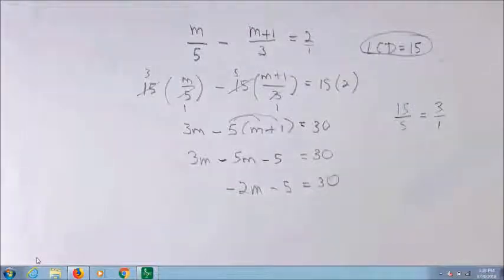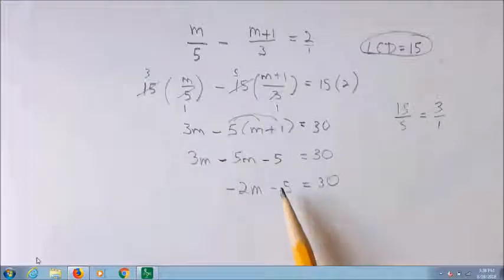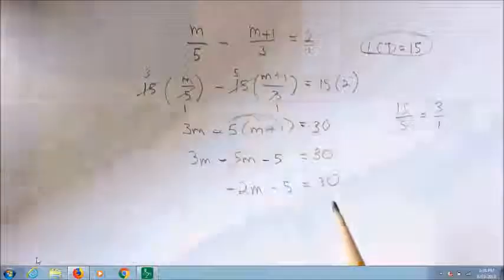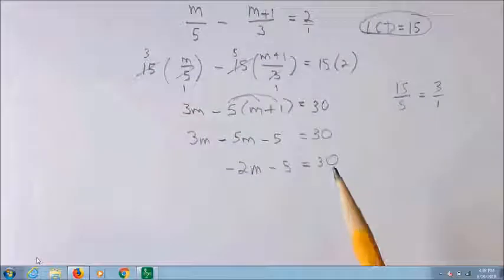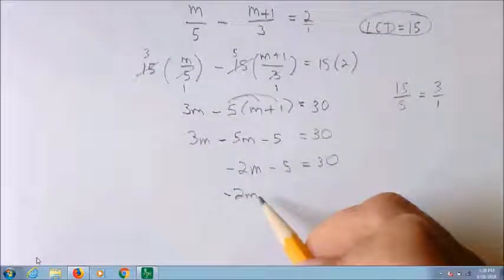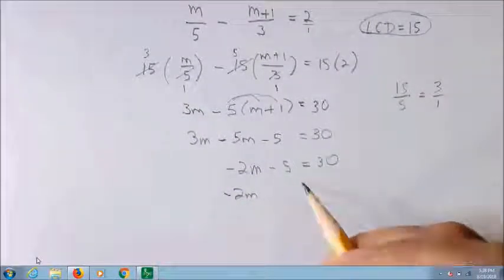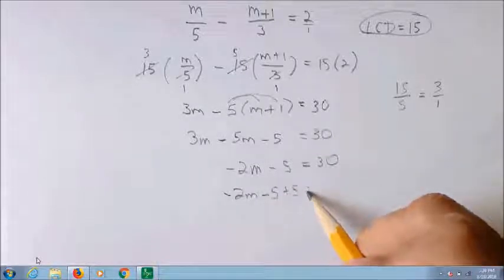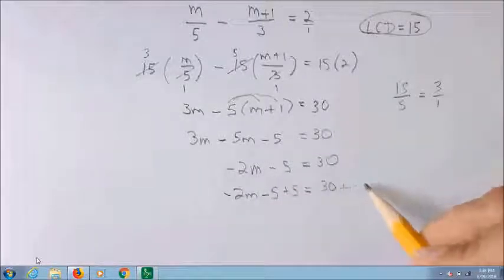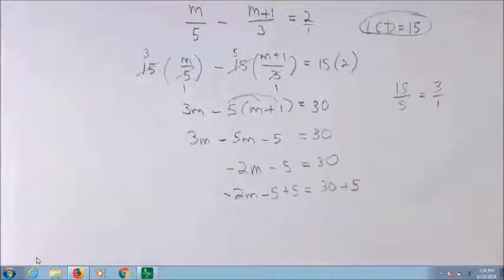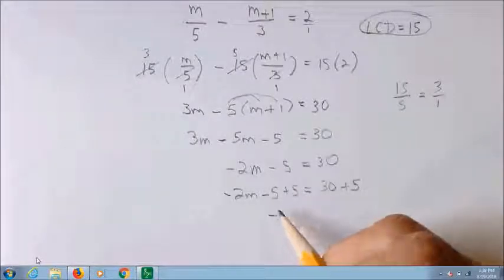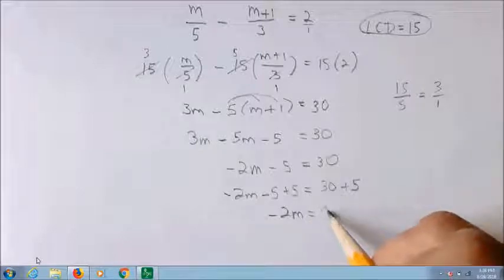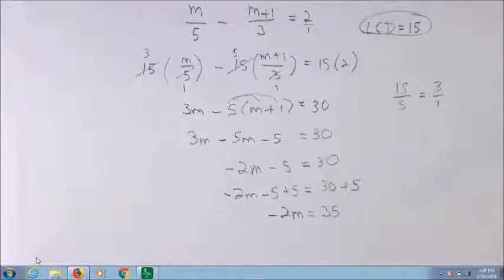And then we're going to get rid of the negative 5. So you can think of it as moving negative 5 to the other side, and it becomes positive if you're comfortable with that. But really what's happening is that we are undoing subtracting 5. The opposite of subtracting 5 is adding 5. But I have to do it to both sides. Okay? This side over here, the negative 5 and a positive 5 together make 0, so they go away. And I have negative 2m equals 35.